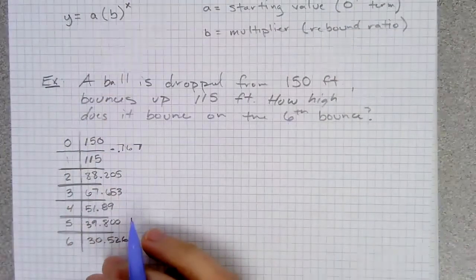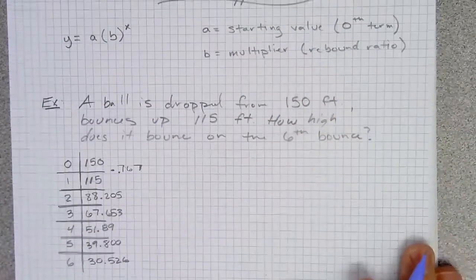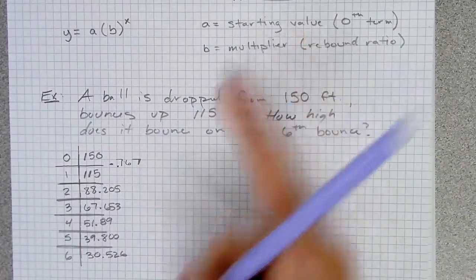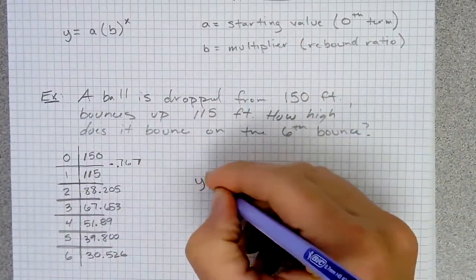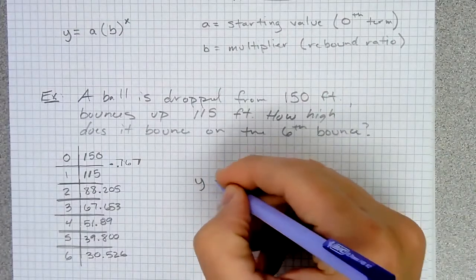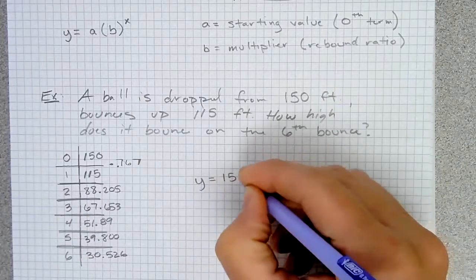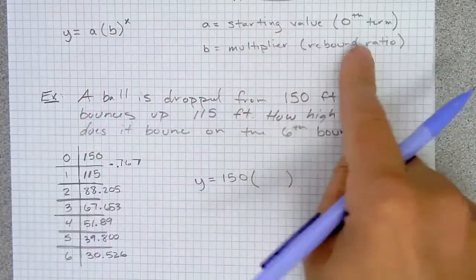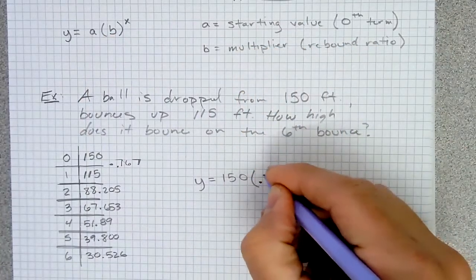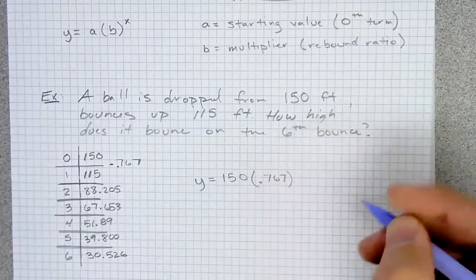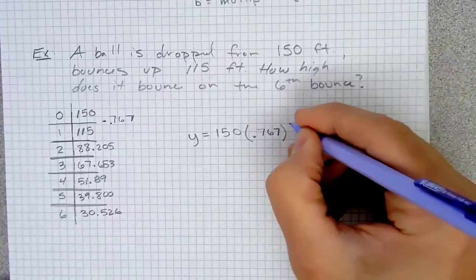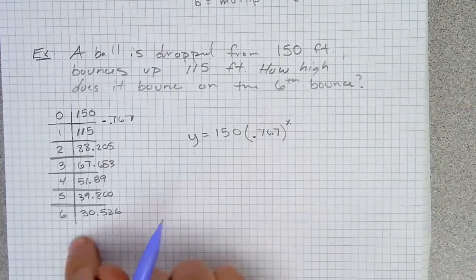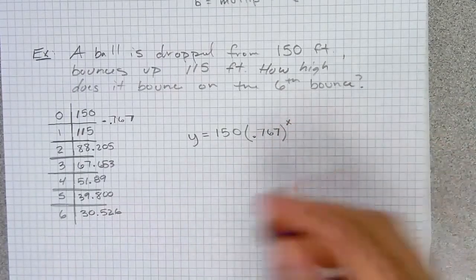All right, so we could do all that. Okay, but an easier way is going to be, let's use the equation. Okay, right? We have y equals a times b to the x. Okay, where a is going to be our starting value, which in this case is 150. Okay, our b value is going to be our multiplier, which in this case is our rebound ratio. And we raise that to the x. Okay, now if we want to find the sixth bounce, we're going to plug 6 in for x.